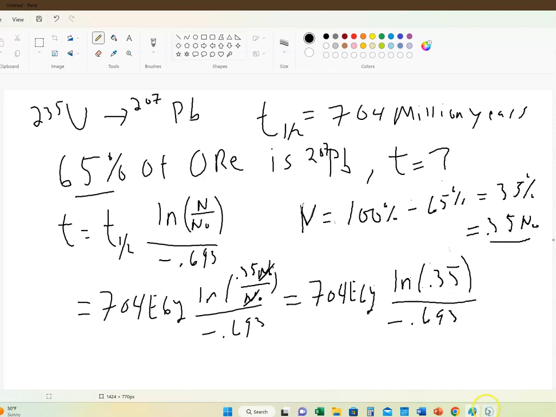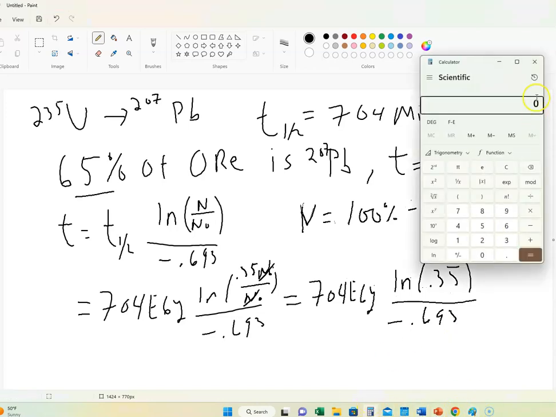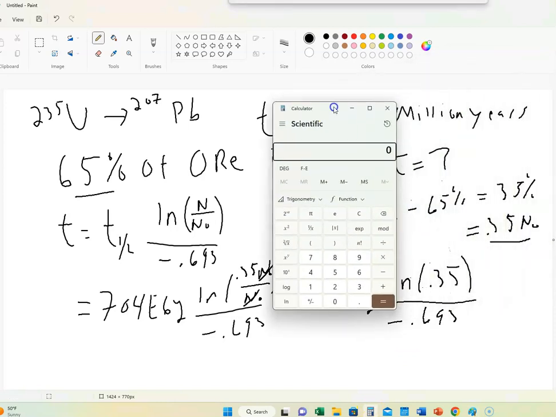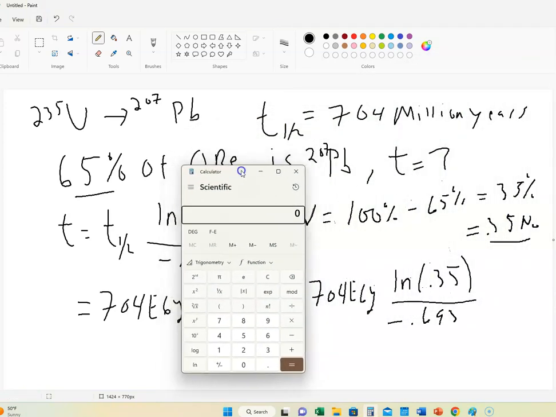All right, so here we go. Let me get my calculator so we can do this together. Let me move that over a little bit so you guys can see this. All right, so this is the calculation. Now this calculator is a little bit weird in the way that you have to do this.